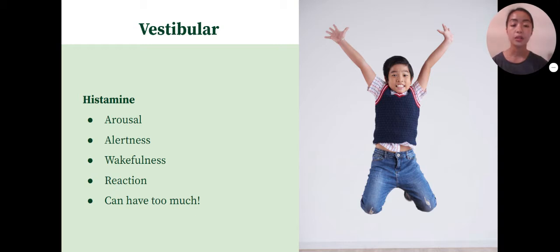Vestibular input causes release of histamine, a neurochemical. Neurochemicals are substances released by the body that affect the nervous system. Histamine affects arousal, alertness, wakefulness, and reaction time. It's important to note that we can have too much histamine, and we can use proprioceptive input to balance it out. We'll talk more about that later.